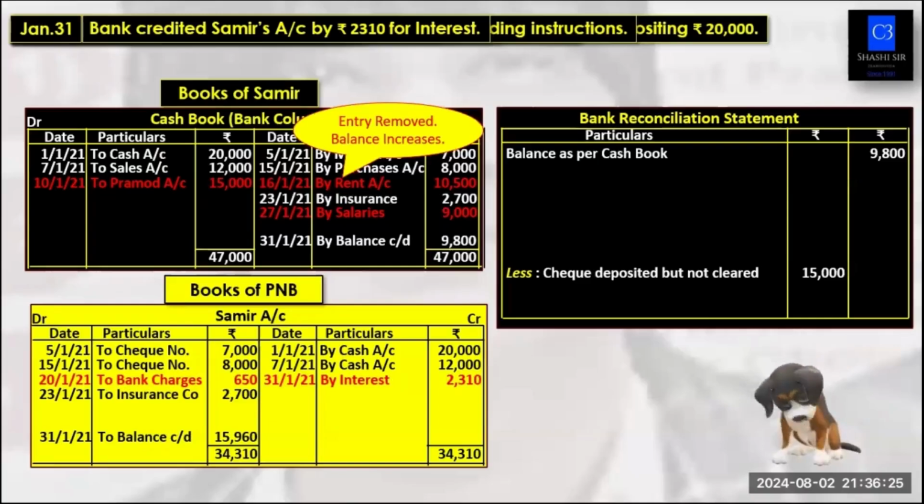So we will think about making both the books equal by removing or making the entry. You can also make entry. Instead of removing the entry, you can also pass entry in the books, in the cash book. But the point is, whatever modifications you are going to make, that can be done in cash book only. You can't touch passbook. The right to make entries in the passbook rests with bank only. You can't change the passbook.